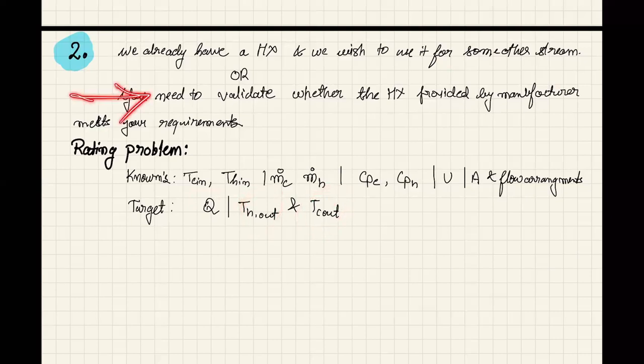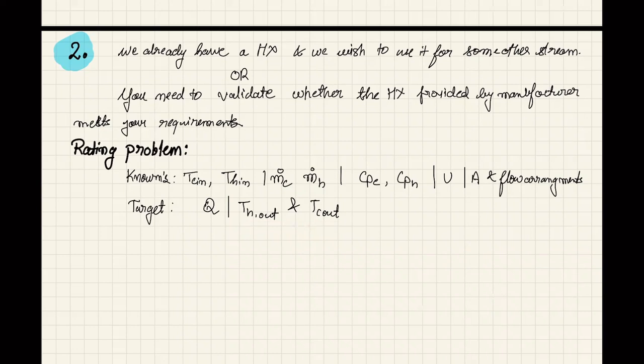So for this second problem, by meaning to validate, you check whether the provided heat exchanger, or the specifications of the heat exchanger provided by the manufacturer, are giving you your desired TH out and TC out values. In this case, wherein you already had a heat exchanger and now you are using it for some other stream, you are trying to find out what outlet values you will be getting. So again, this particular example falls into the category of a rating problem.